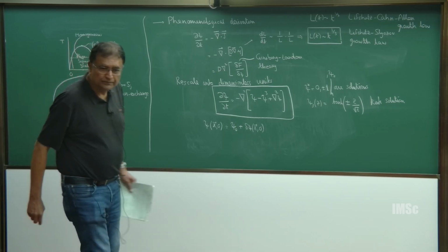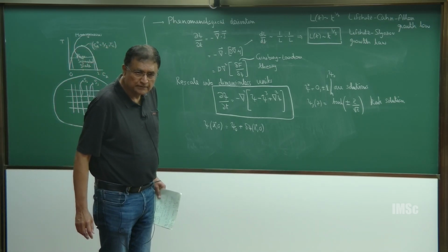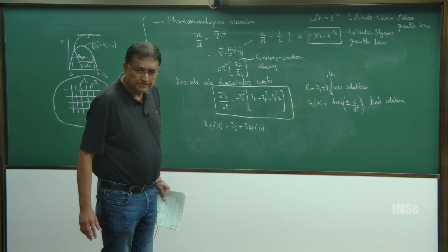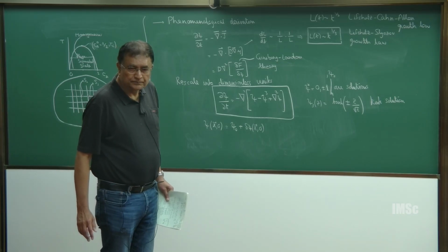Yeah. Okay. Like in the non-conserved kinetics it was easier to understand that L(t) was as t to the power 1 by 2, the boundary was like a random walk. Right. But how can one understand this 1 by 3 power?